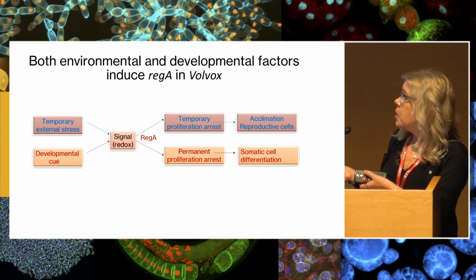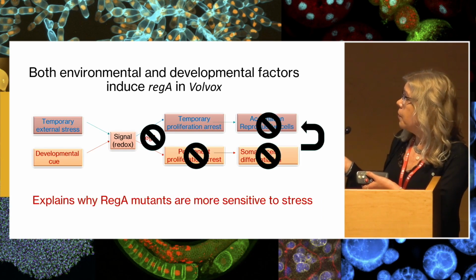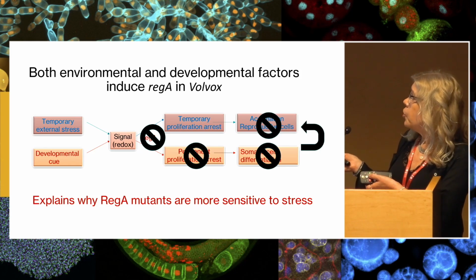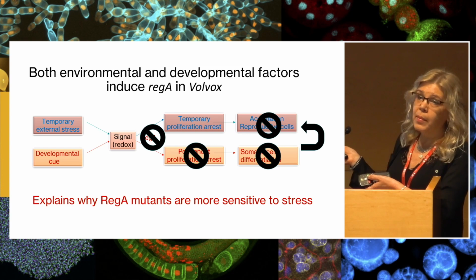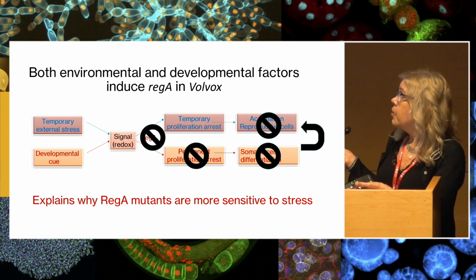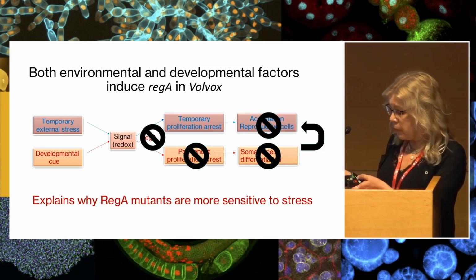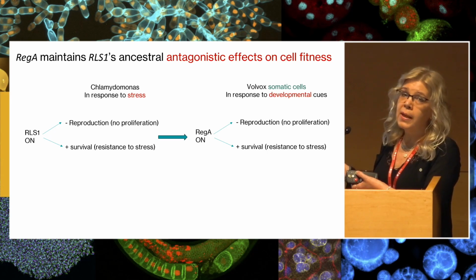So if that's the case, then if you have a mutation in the reggae, you expect no proliferation, no somatic differentiation. The cell would grow, right? But they don't have the ability to acclimate, so they're going to try to proliferate, and they're going to proliferate, but they don't have the reggae to help them under stress, so they're going to die. So this explains why the reggae mutants are in fact more sensitive to stress.